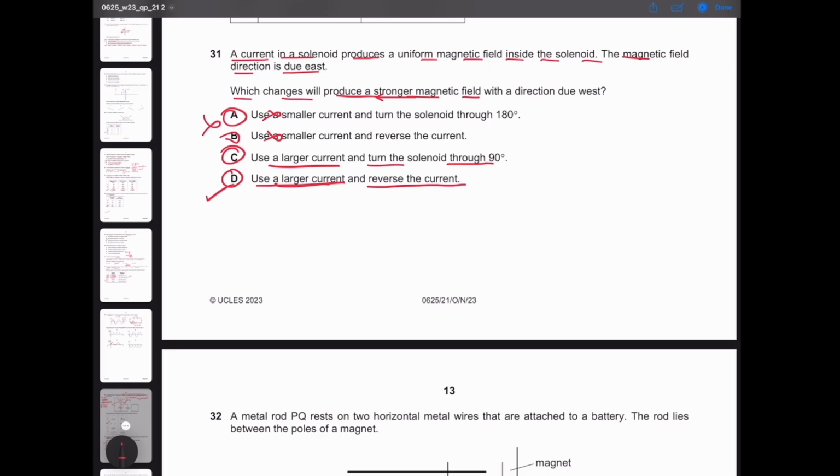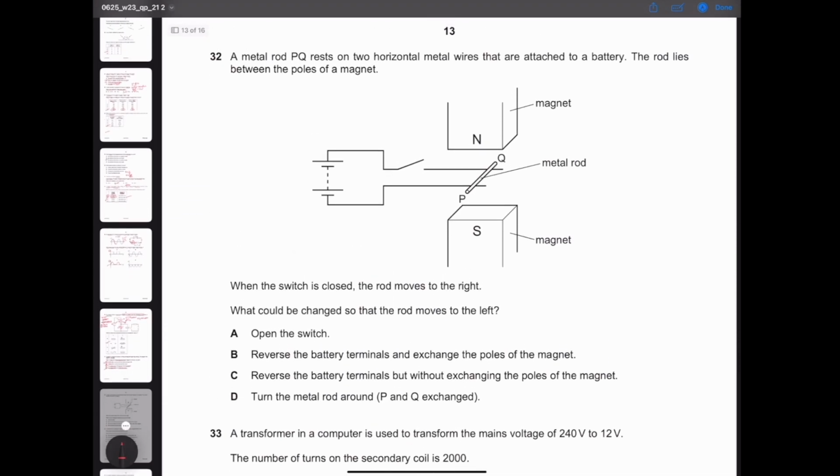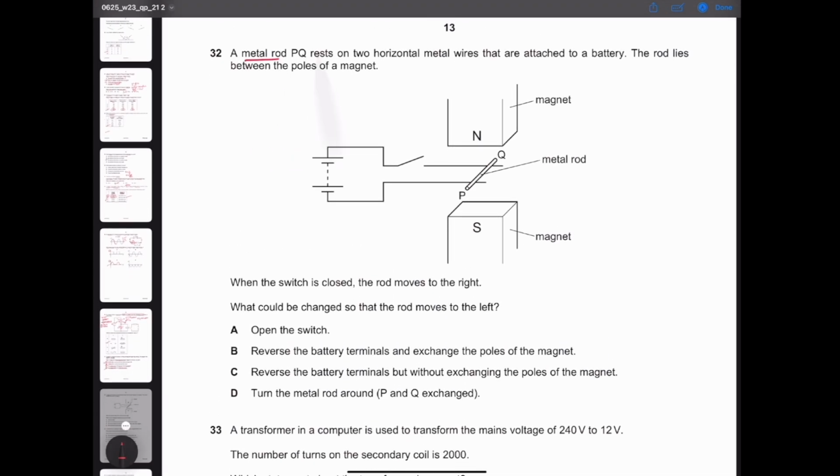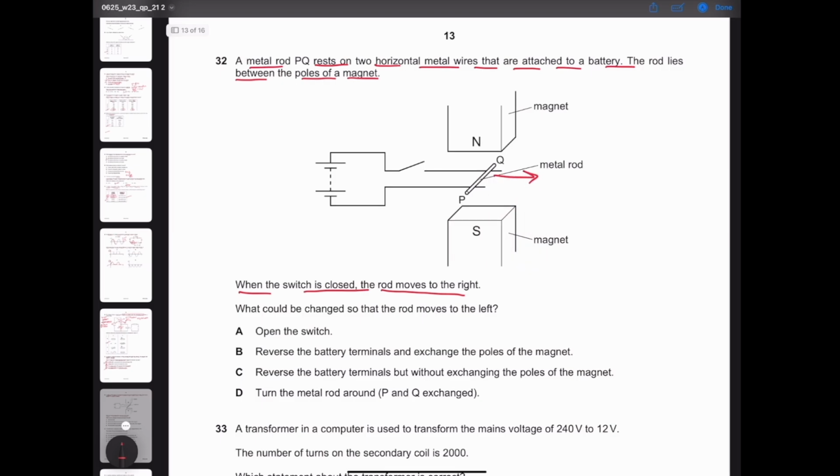Now, question 32. A metal rod PQ rests on two horizontal metal wires attached to a battery. The rod lies between the poles of a magnet. When the switch is closed, the rod moves towards the right. So when this is closed, the rod moves towards the right. Alright. What could be changed so that the rod moves to the left?